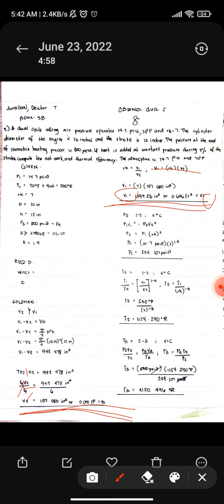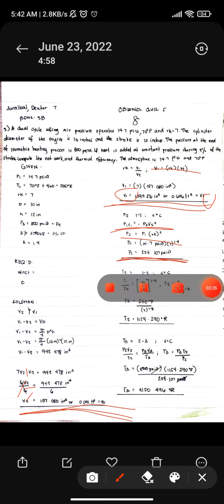For the P2 naman, 1 to 2 S equals C. So, P1 V1 raised to k over P2 V2 raised to k. Derive lang natin ito. Magiging P2 equals P1 times V1 over V2 or yung rk natin raised to k. So yung P2 natin is equals sa P1 na 14.7 psia times rk na 7 raised to k na 1.4. So yung P2 natin dito is 224.107 psia.